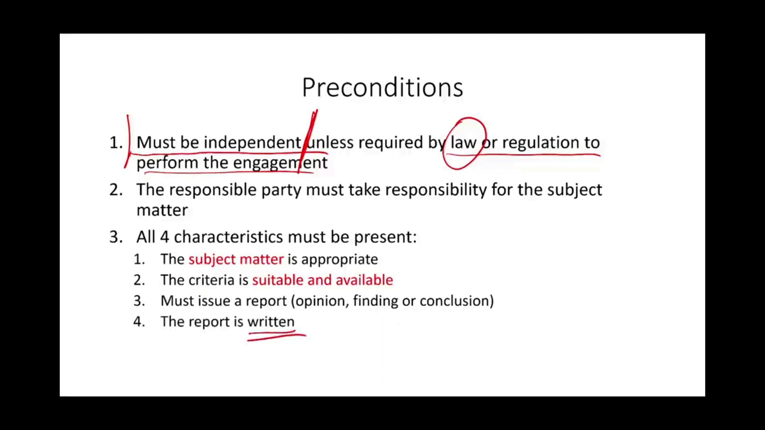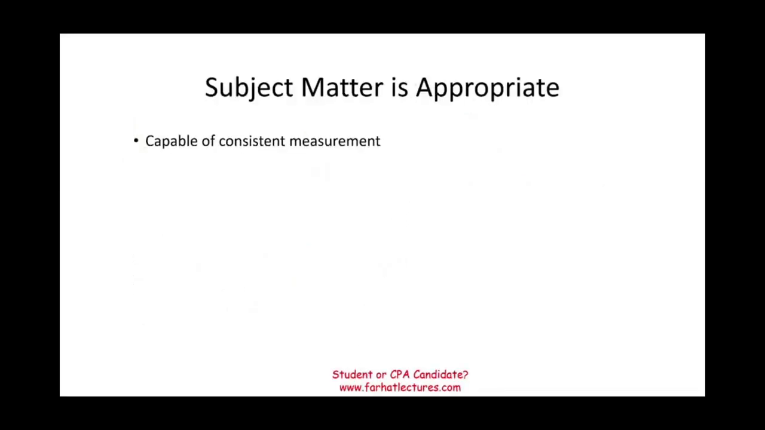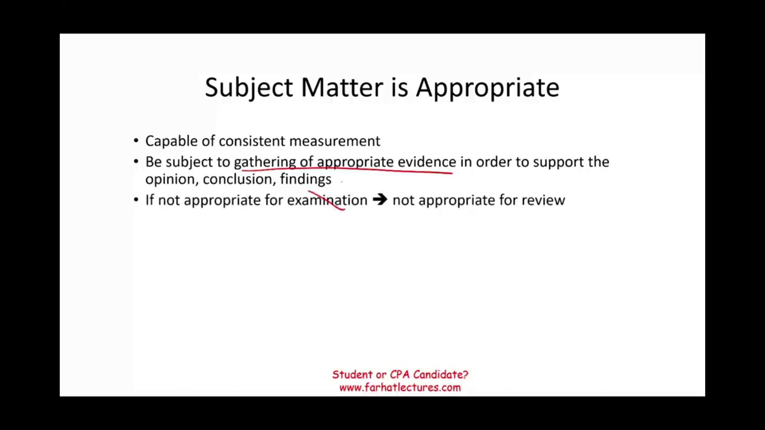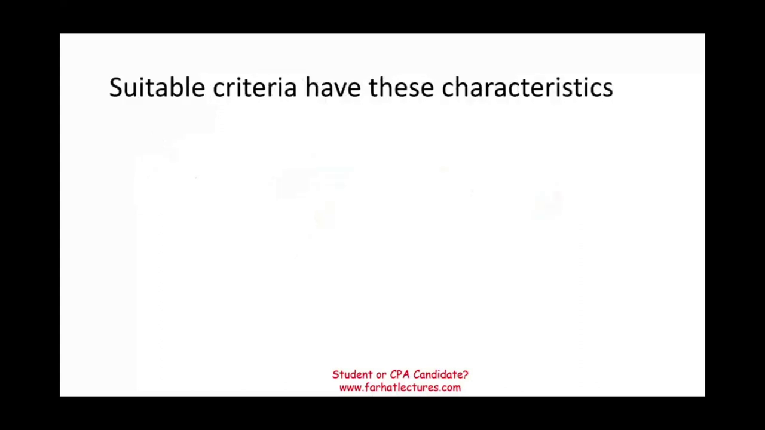Now, what do we mean by subject matter is appropriate? It means capable of consistent measurement. So if I am measuring the reimbursement process of Lehigh Valley Hospital, I should be able to do it because it's consistent. I can see what's going on. They have internal control. They have certain procedures. I can gather appropriate evidence in order to support either my opinion, conclusion, or findings. If the subject matter is not appropriate for an examination, it's not appropriate for a review. Just know that. What is suitable criteria? Remember, it has to be appropriate. It has to have suitable criteria. It has to be relevant to the subject matter. The criteria has to be relevant.